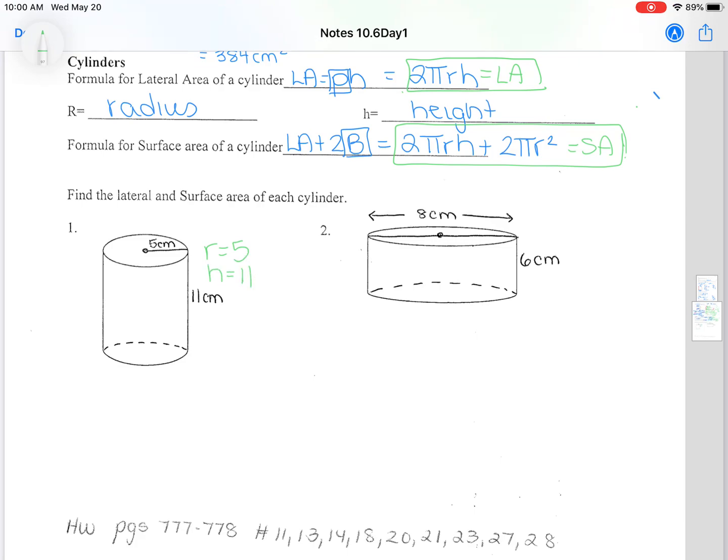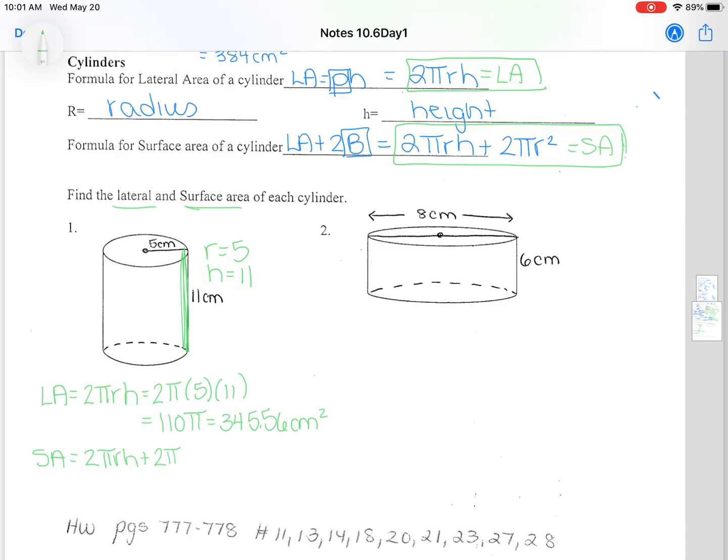So if you look at the first one, radius is 5, the height is 11, because again, the height connects the two circles together. So we're finding lateral and surface area. So lateral area is 2 pi RH. So 2 pi, r is 5, h is 11. You can type that in, you get 110 pi. And then in your calculator, you do 110 times pi, and that gets you about 345.56. I would round to 2 decimal places. Do not round to the nearest whole number.